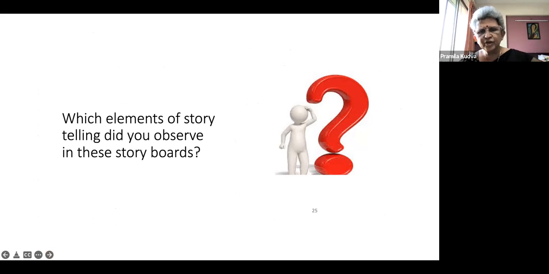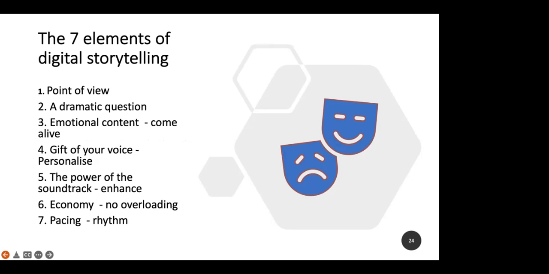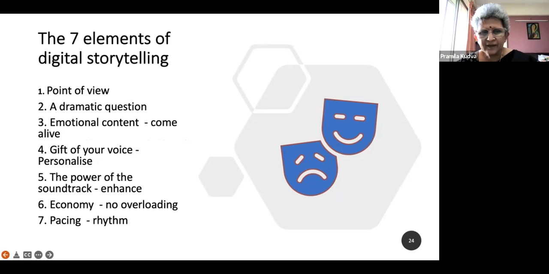Which elements of the storytelling did you observe in the storyboards that you saw now? You want me to show it again, the earlier one? I think so. Okay, now look at these points and tell me which aspects did you come across in the two storyboards that I showed you. I've discussed two points already. I know it is post lunch. Pacing, ma'am. It's not post lunch. Yeah. Pacing and rhythm was one of the elements. Pacing and rhythm. Okay.